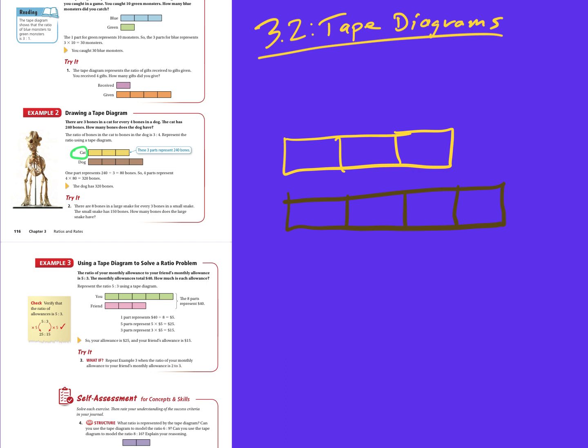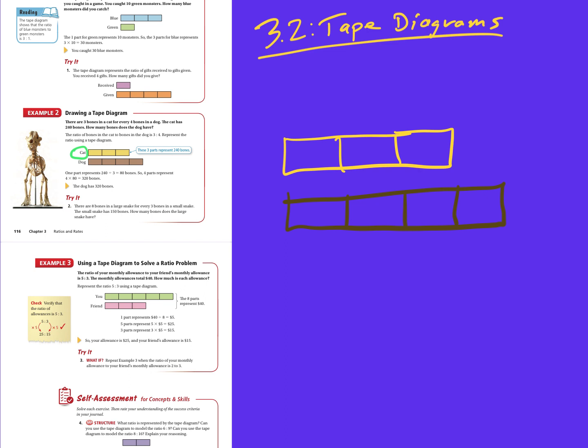And so then if 80 fits into the box, that means that according to my tape diagram, 80 would go into these boxes. And for dogs, that means the total number of bones is 80 times 4, which will give us 320 bones.